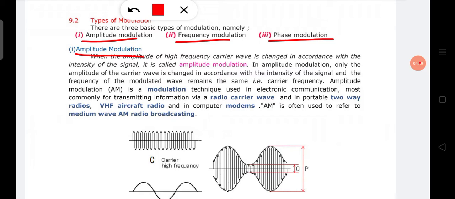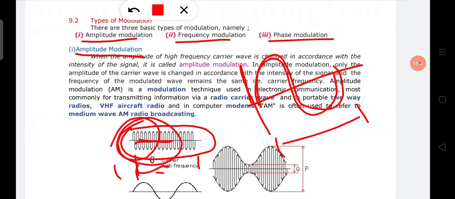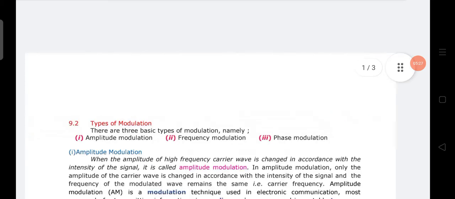That means in amplitude modulation, let's say this is the carrier, a high frequency signal. High frequency means, let's say, this to this in 1 second. If you consider this frequency, this is low frequency because in 1 second only one wave is transmitted, but here in 1 second 4 to 5 or 10 waves are transmitted. So the number of waves transmitted in one second is more, so frequency is more. So this is a high frequency carrier signal.